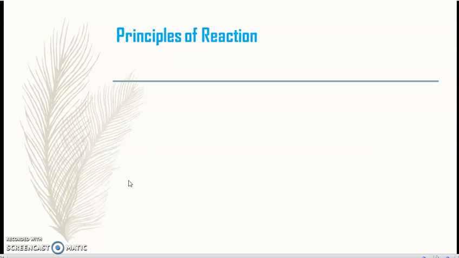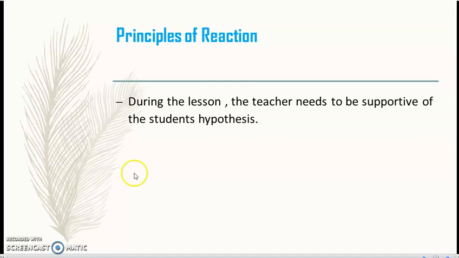Moving ahead, let us see some principles of reaction that are expected to occur in a concept attainment model. First one is, during the lesson, the teacher needs to be supportive of the students' hypotheses. So you need to encourage the students' hypotheses, no matter whether you have to accept or reject them later. See to it that you support the students' hypotheses and help them improve the way they put them.